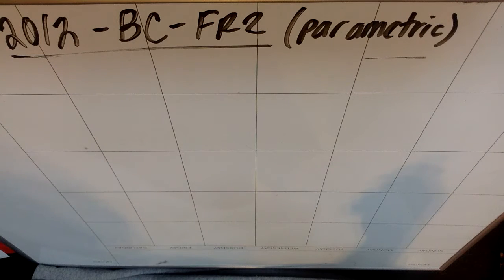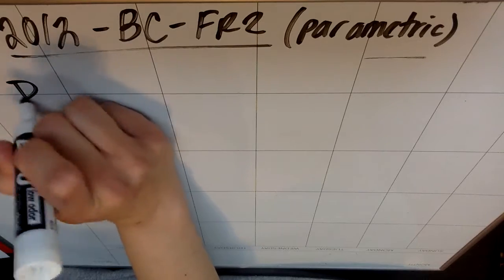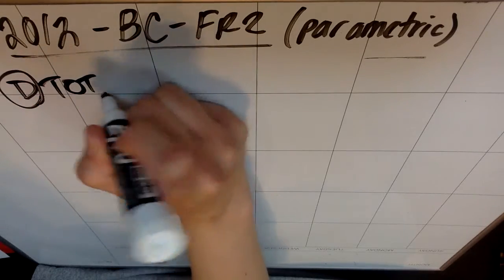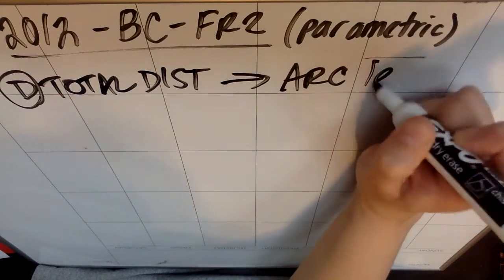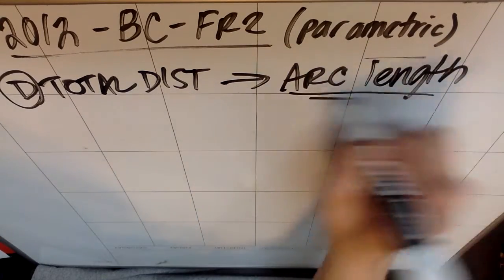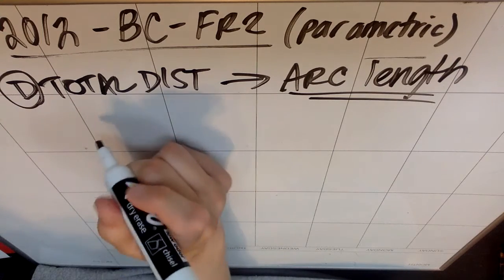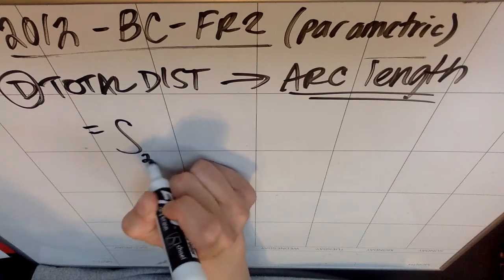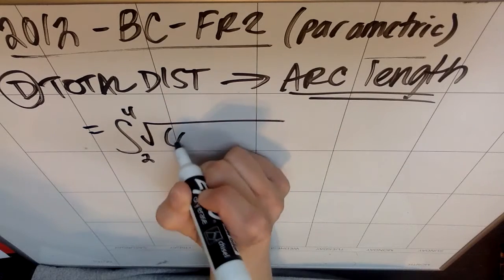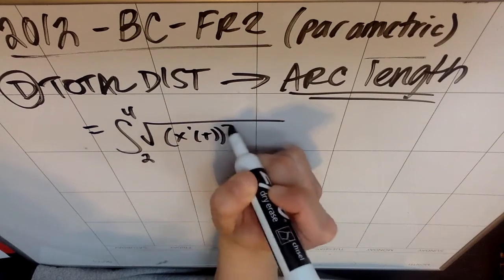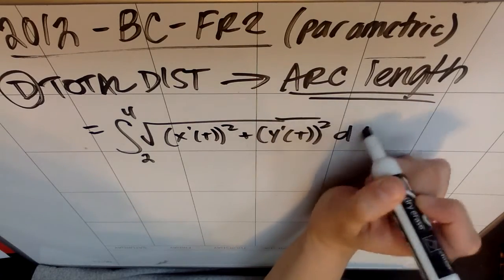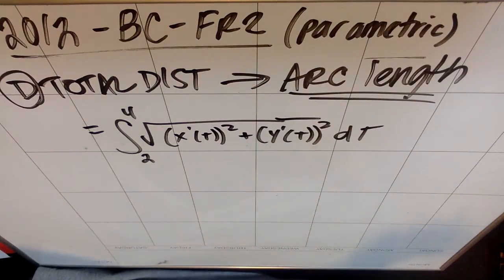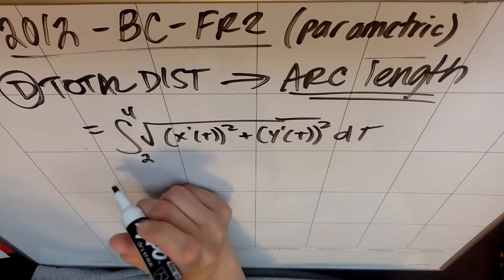All right, so D asks us, find the distance traveled by the particle. Well, that's definitely arc length, right? So D is asking us for the total distance, but remember that total distance in parametric is really just saying, hey, what's the arc length? So when we want to find arc length from 2 to 4, that's going to be the integral from 2 to 4 of the square root of x prime of t quantity squared plus y prime of t quantity squared with respect to t. And again, because I've already typed these into my calculator, I'm just going to type this straight in.